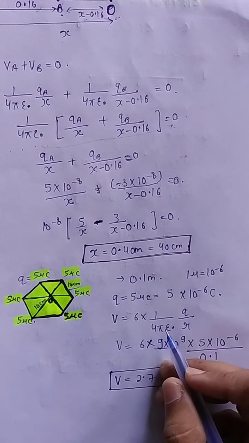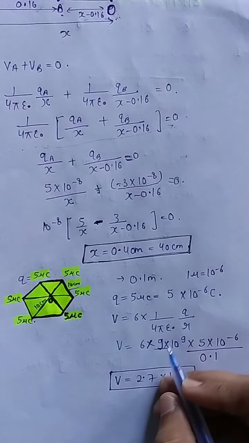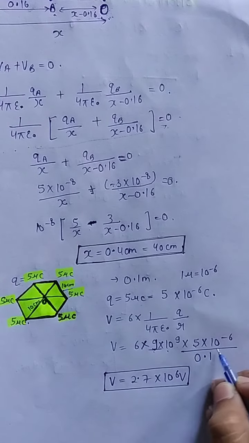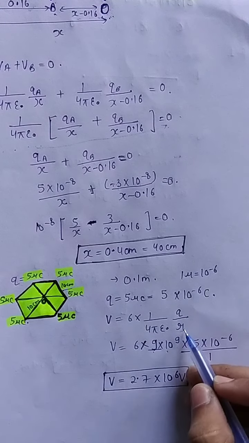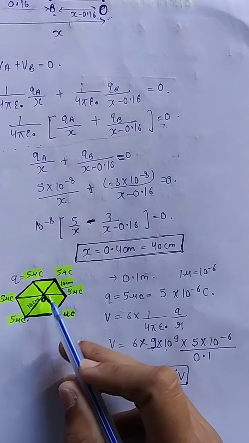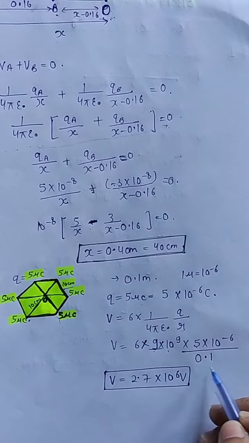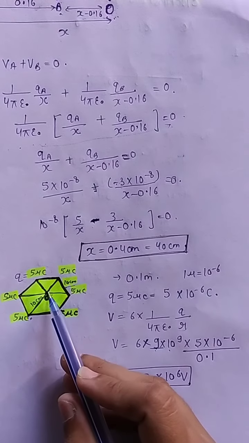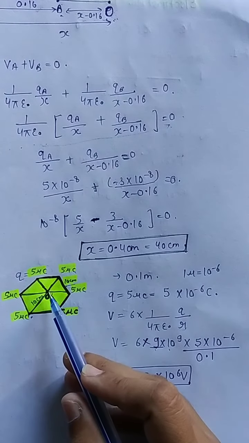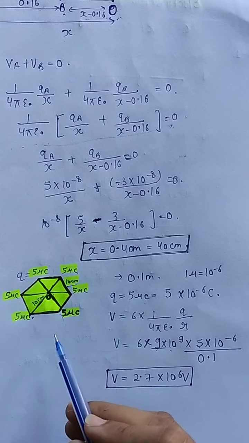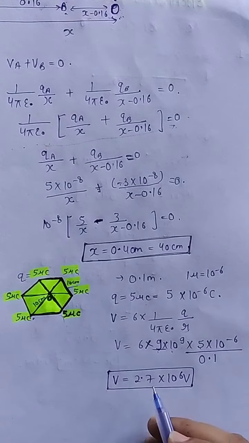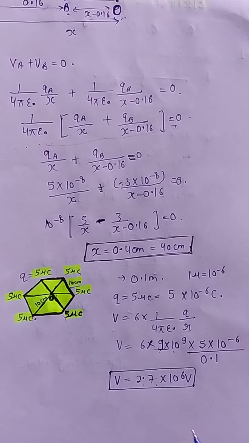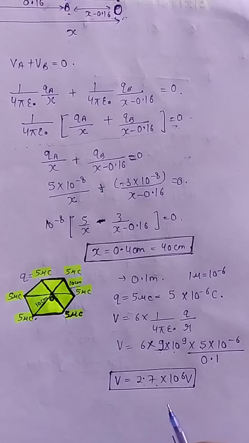And the value of k, that is 1 upon 4 pi epsilon naught, is 9 into 10 power 9. Q given in this question is 5 into 10 power minus 6, and r, the distance between the vertex and the center point O, is 0.1 meter. The value of V, that is the electric potential at the center of this hexagon due to all the charges placed at the vertices, is equal to 2.7 into 10 power 6 volt. This is the required answer of this question.